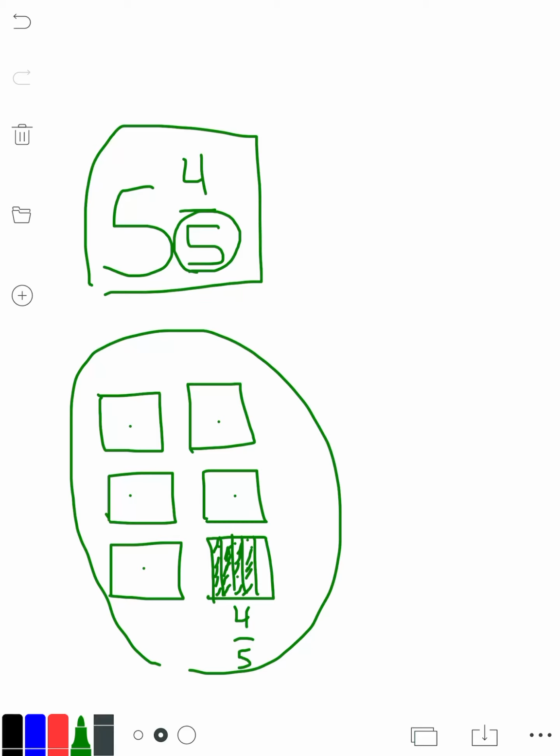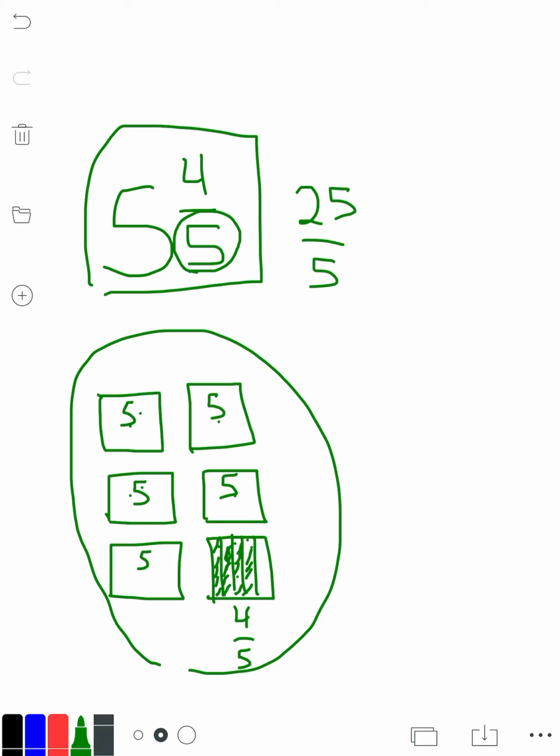Well, they're each worth 5 because 5/5 is worth a whole. So these are each 5/5. So that gives us a total of 5, 10, 15, 20, 25 fifths from the wholes.